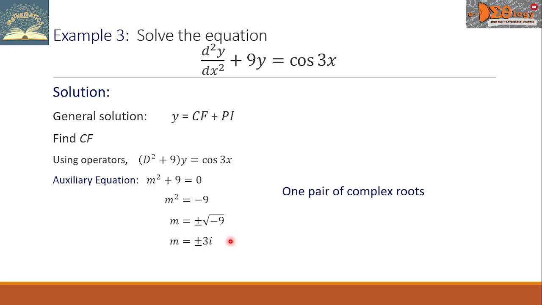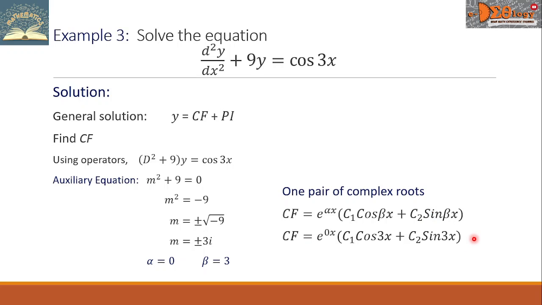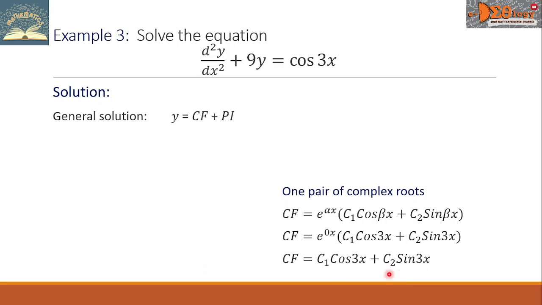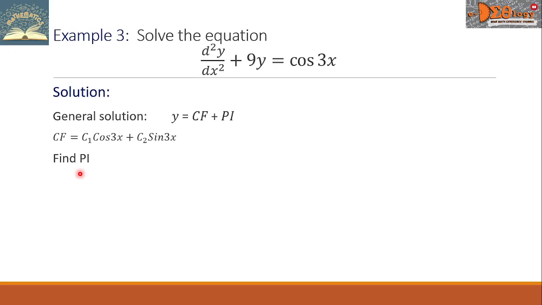So the values of m are one pair of complex roots, where alpha equals 0 and beta equals 3. We're going to use this formula, and we substitute the values of alpha and beta respectively. And it becomes like this, and we can simplify this further into c sub 1 cosine of 3x plus c sub 2 sine of 3x. Let us copy the value of CF somewhere here. Then let us find the PI.